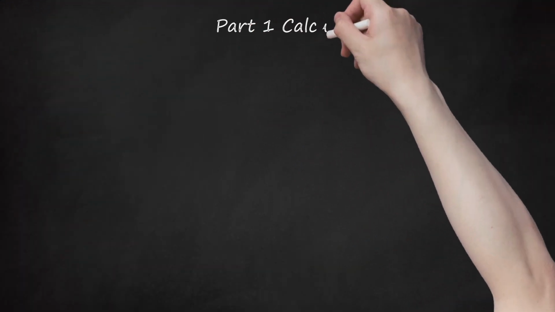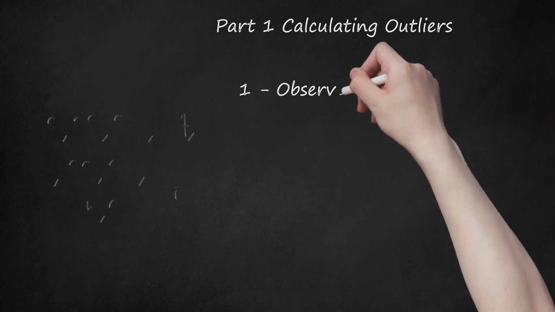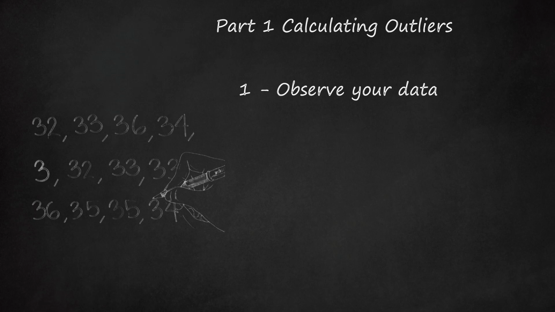Part 1. Calculating outliers. 1. Observe your data. Look for numbers that are much higher or much lower than the majority of your data points. Let's imagine that you have planted a dozen sunflowers and are keeping track of how tall they are each week. All of your flowers started out 24 inches tall. Most of your flowers grew about 12 inches, so they're now about 36 inches tall.